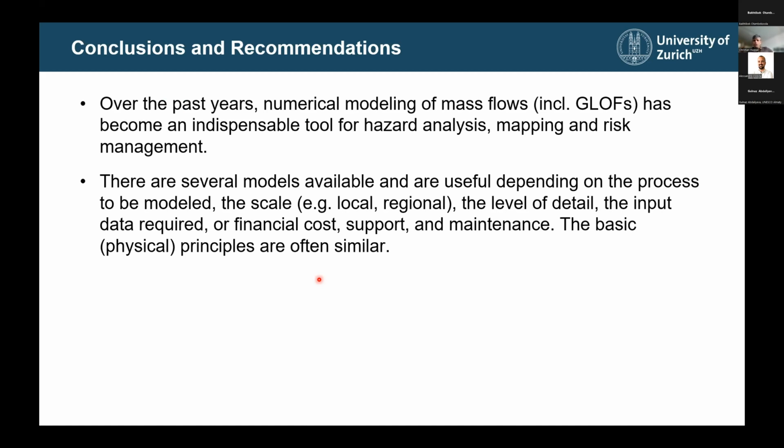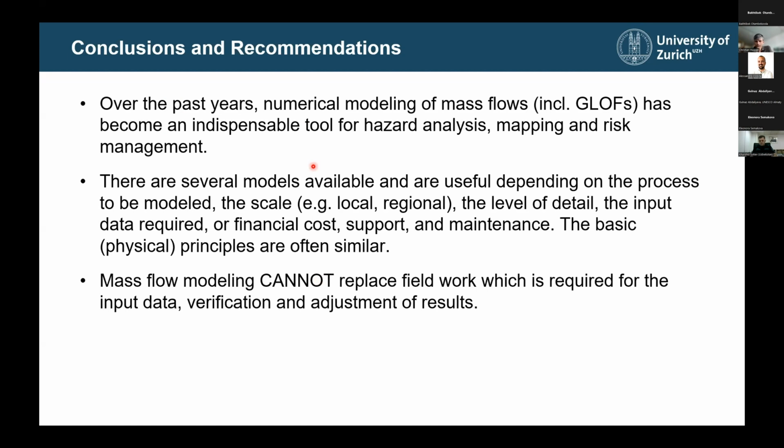And then the scale, do you want to do it very locally or regionally? That's also important because some models are very detailed, but they are computationally slow, so they can only be used at local levels. Some others are faster and can also be used at the larger spatial scales. The level of detail you want to produce, the input data required, how much input data do you have, what is the resolution, for instance, of your digital elevation model, etc. Then financial costs. Some of the commercial models come with a license cost, of course, then support and maintenance. Is it an easy model to handle in your institution, or is it a complicated model? I mentioned that the basic physical principles are often relatively similar.